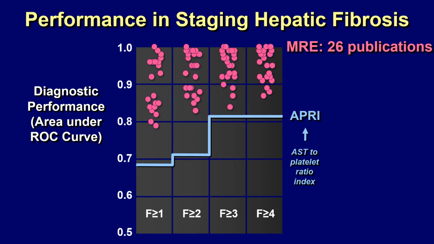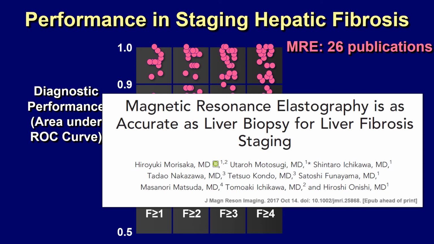This is the performance of MRE as reported in 26 publications. Anything above 0.8 is considered to be useful. We now know that magnetic resonance elastography is as accurate as liver biopsy for staging liver fibrosis.